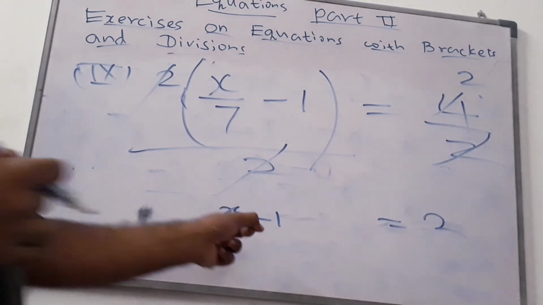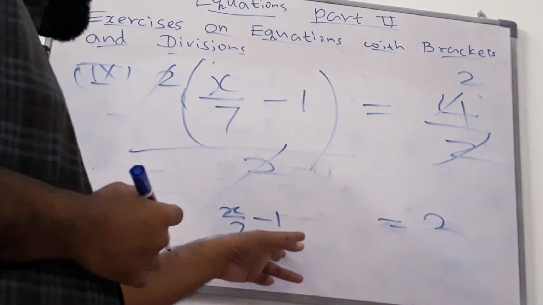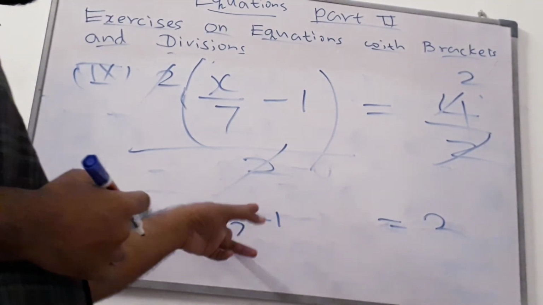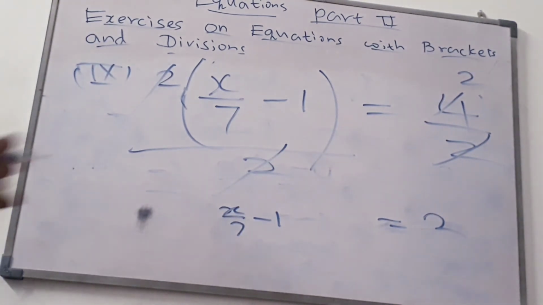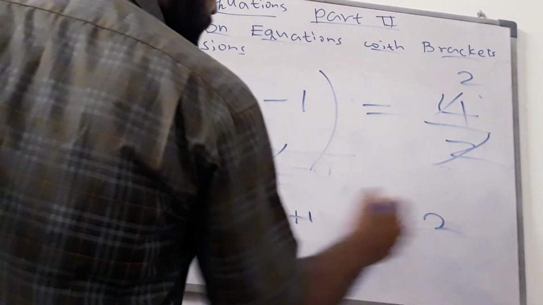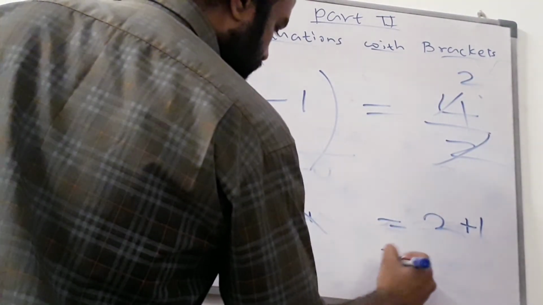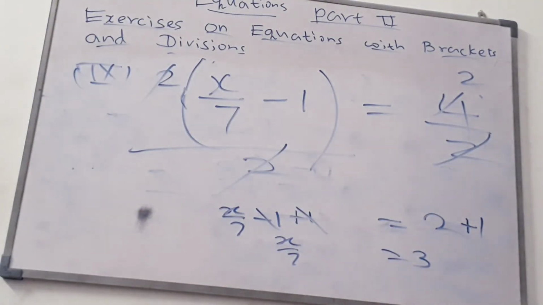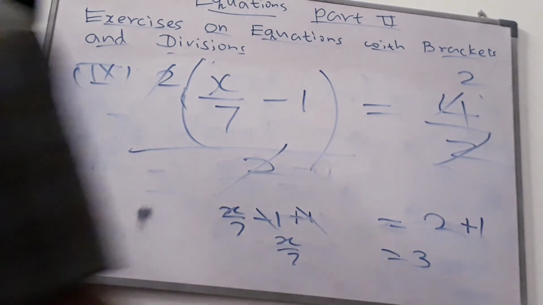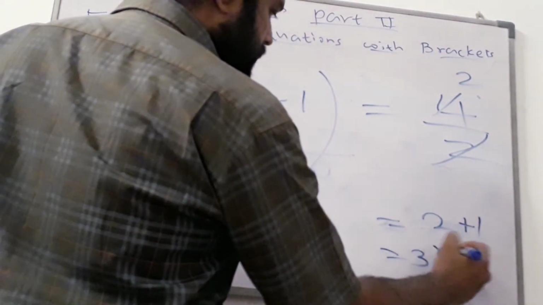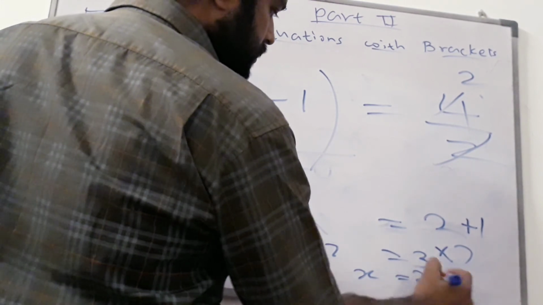Now we can remove minus 1, because minus 1 is an outside term, and 7 is only common to x. So plus 1, 1 and 1 get cancelled. X over 7 is equal to 3. Now we can remove 7 by multiplying. X equals 21.